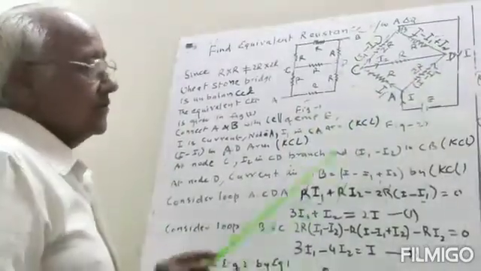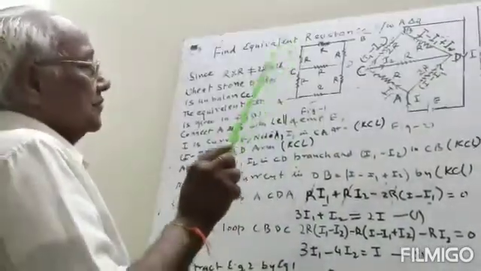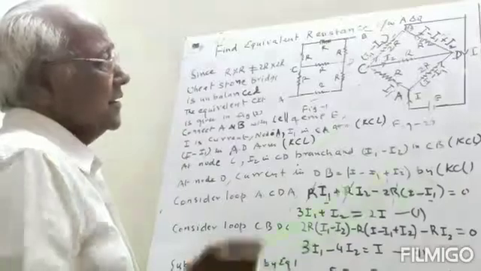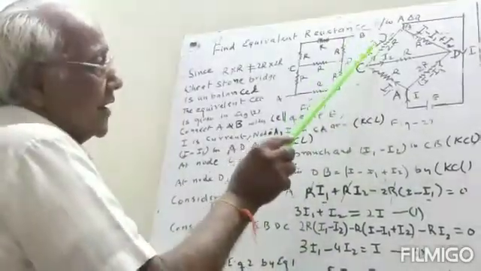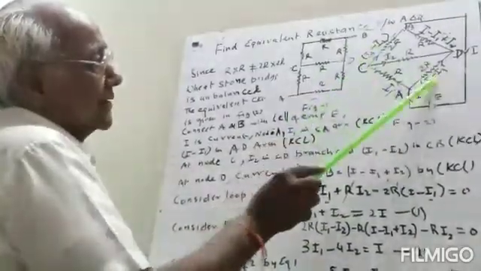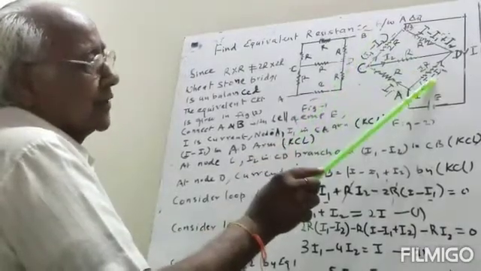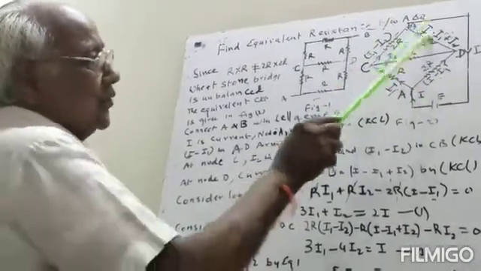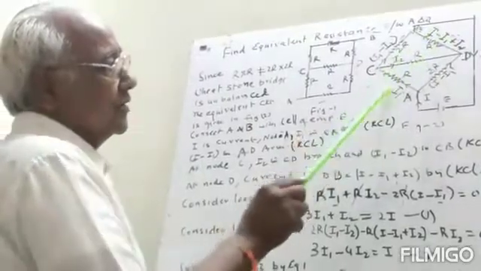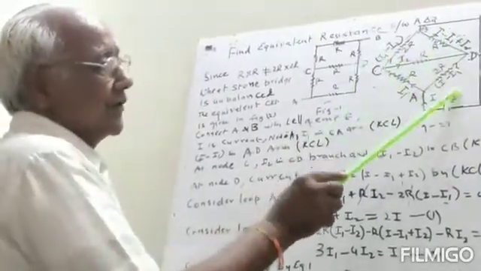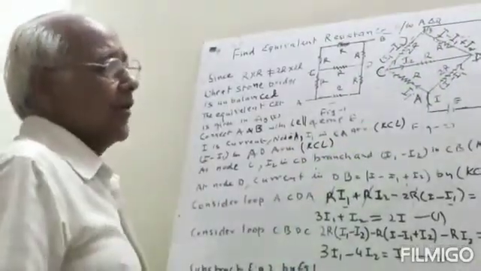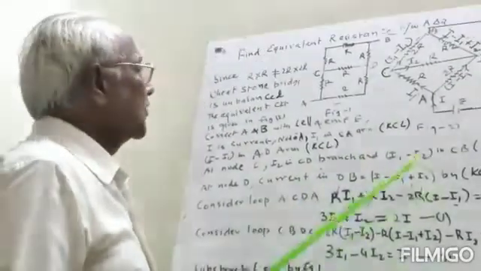For the Wheatstone bridge, since the product of these two, R into S, that is 2R into 4R square, and P and Q, that is equal to R square. So they are not equal. It means this is not a balanced Wheatstone bridge.